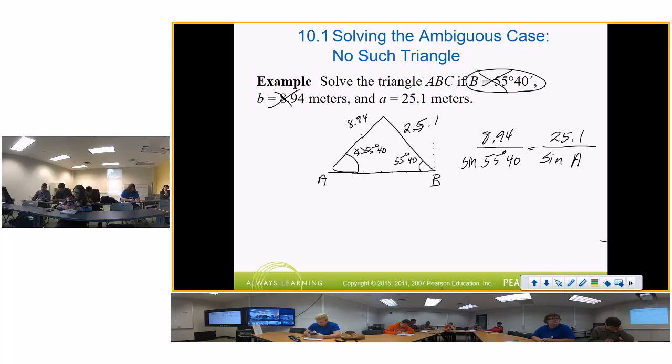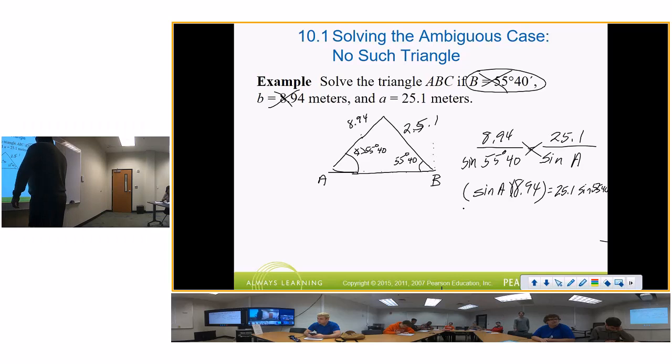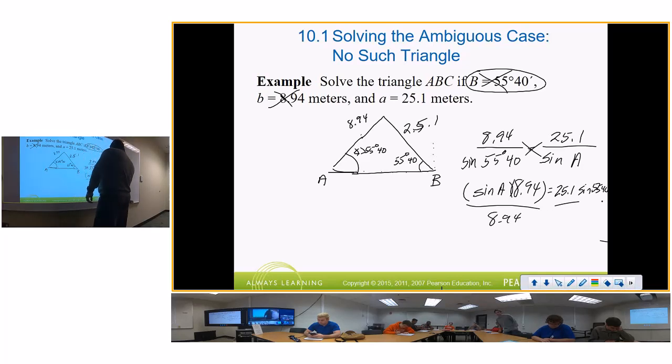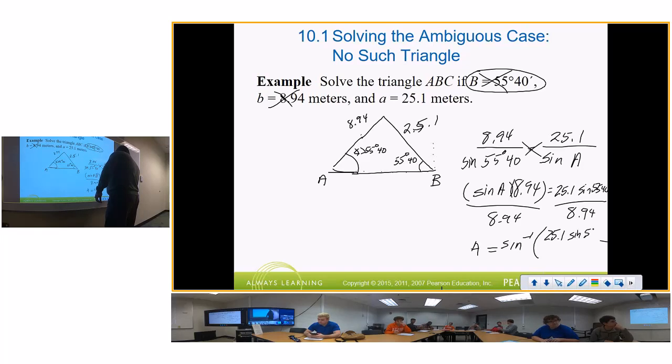So, sine of A times 8.94, dang old algebra, is equal to 25.1 times sine of 55°40'. Divide by 8.94. Divide by 8.94. And then take the inverse what? Inverse sine, Hubert. That's right, class. Of 25.1 times the sine of 55°40' over 8.94.